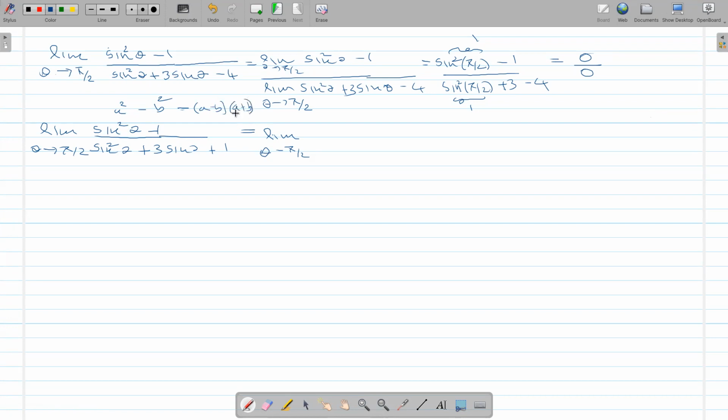Okay, with the factoring worksheet. So a is sin theta. So the top part is like sin theta minus 1 and sin theta plus 1. Okay, that is applying this a squared minus b squared difference of squares formula.